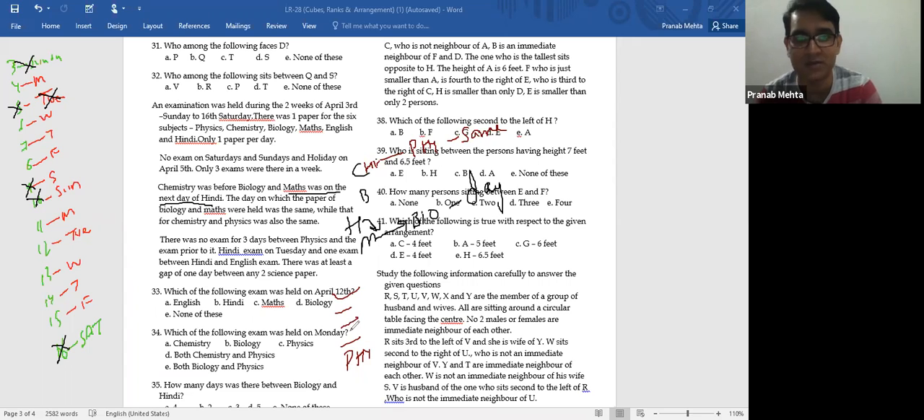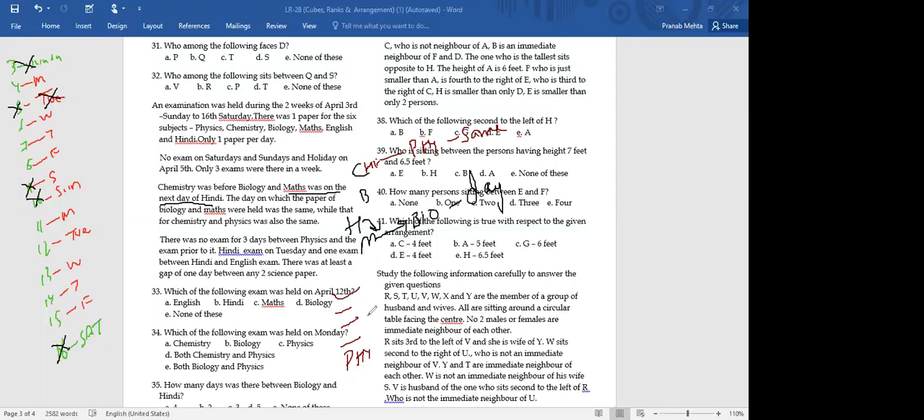We don't know for sure, but because Saturday and Sunday there's no test, and I should have a 3-day gap, one possibility is a Friday, Saturday, Sunday gap, or a Saturday, Sunday and Monday gap. So we have to keep this point in mind. All right. Any doubt here?